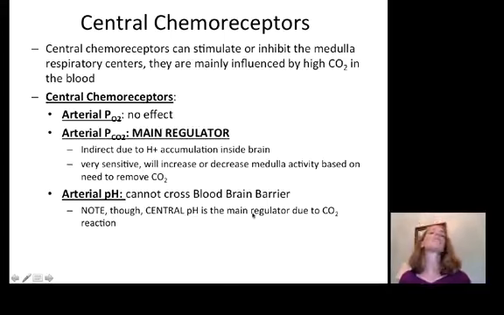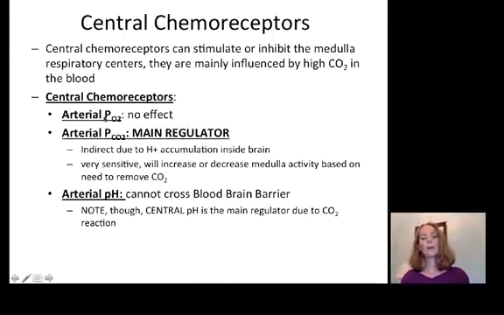So how do we actually tell if carbon dioxide levels are too high? What we want to do for carbon dioxide is to have chemoreceptors sensing acid accumulation. So we have both central and peripheral chemoreceptors. First, the central chemoreceptors can stimulate or inhibit the medulla. They are mainly influenced by high carbon dioxide in the blood. So they're going to look at the levels in the blood. So we call the levels in the blood the arterial partial pressure.